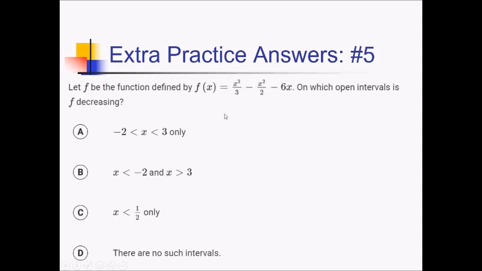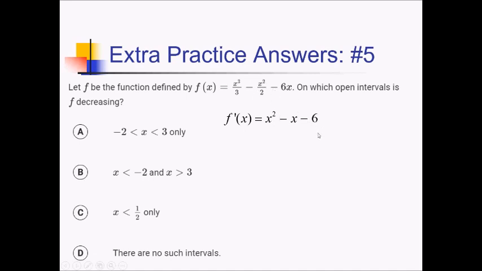On this problem, I'm given this f of x function here, which is a polynomial. We want to know on which intervals this is decreasing. So for that, I need to figure out where f prime is negative. Let me start by finding f prime. That's going to be, using the power rule, 3 times 1/3 cancels out. So we just have x squared. This is going to be minus x, and then this will be minus 6.